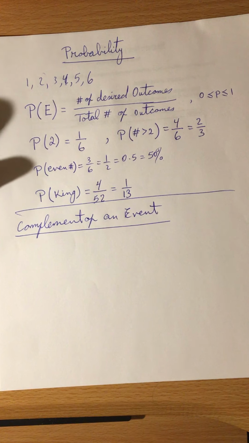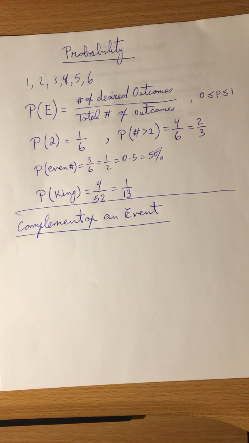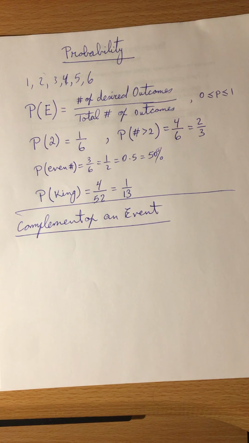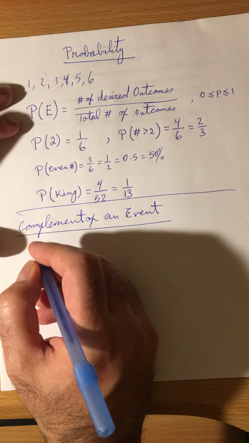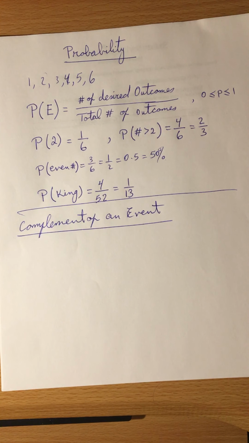So for example, if I say the chance of rain tomorrow is 20%, what is the chance of not having rain tomorrow? That will be 80%, right? If 20% is a chance of having rain, then 80% is a chance of not having rain. So that is a complement of the first probability. And 80% and 20%, if you add them up, gives you 100%, or 1, right?